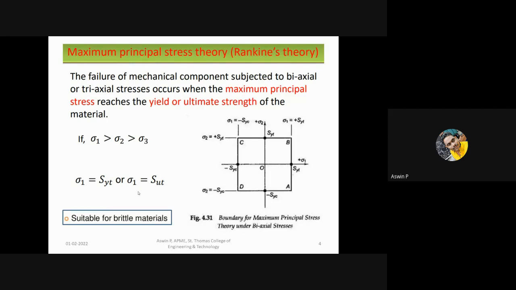So write down, heading is maximum principal stress theory, bracket Rankin's theory.